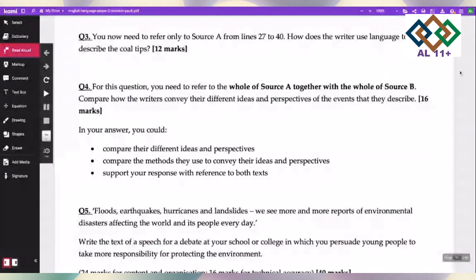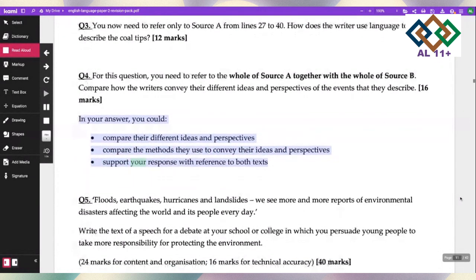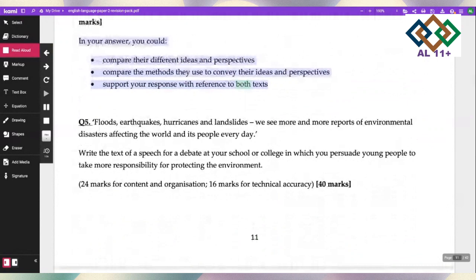Then you have question number 4, that's a 16 marker, in which you are supposed to refer to the whole of source A together with the whole of source B. So you have to refer to both of them, and what your answer should include is basically what we are going to tell you now. In your answer, you could compare their different ideas and perspectives, compare the methods they use to convey their ideas and perspectives, and support your response with reference to both texts.